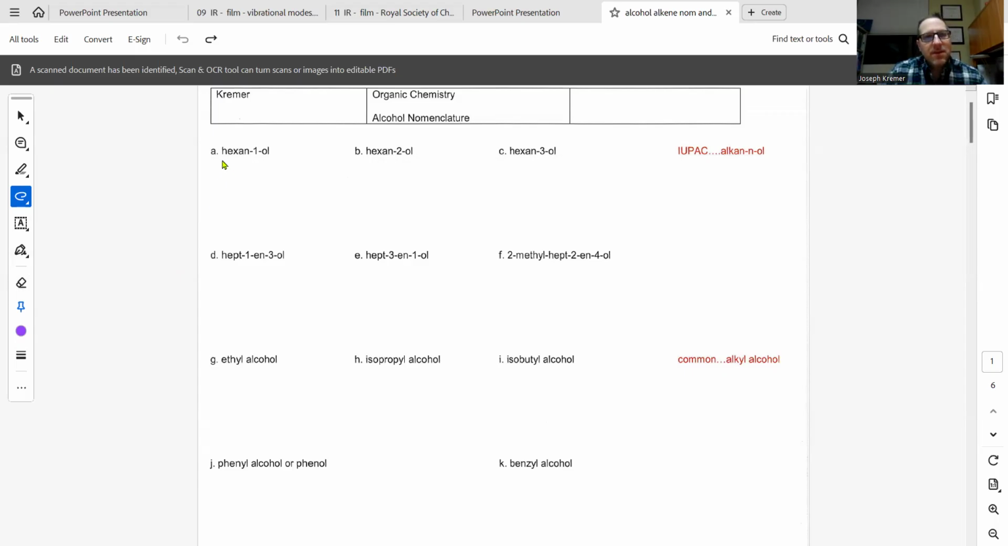So there's this name here, hexan-1-ol. How would we draw that? So hex refers to six, okay? So I will now put to paper six carbons. I'm now drawing hexan-1-ol. That's good.